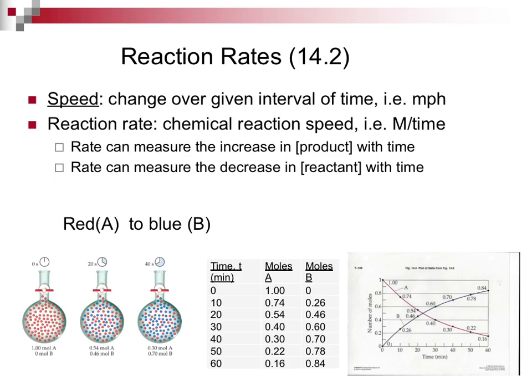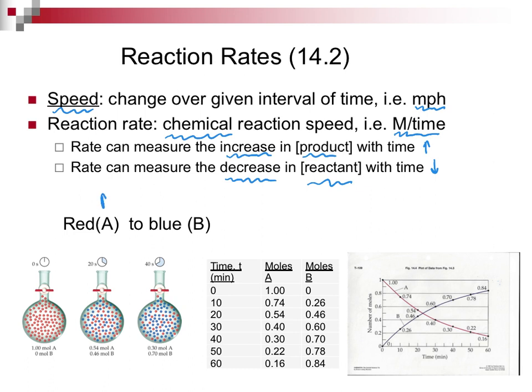This section covers reaction rates. Reaction rates are nothing but a speed, and you're probably familiar with something like miles per hour. Well, when we have a chemical reaction, we'll measure it in things like molarity per time. Notice here it says, you can measure the increase in concentration of product with time, or you can measure the decrease in reactant concentration with time. So those are two very, very simple measurements that you can do.